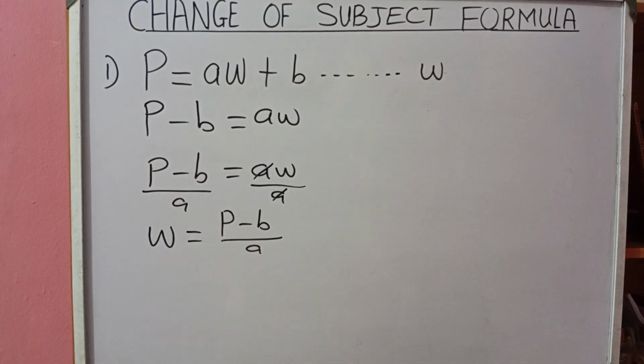That is exactly what we mean by making a certain variable subject of the formula: to let that particular alphabet you are making subject of the formula stand on its own. That is just the idea. Let's take number 2.